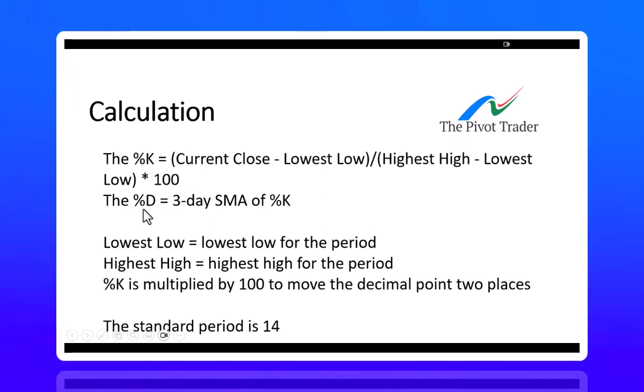You've then got a percent D, which is a simple moving average, and I put 3 day here. It's actually a 3-period simple moving average, depending on what time frame you're on. It's a percentage of the percent K, so it smooths it effectively. Okay, so they're just the standard numbers. The standard period, when I'm talking about periods here, is 14.